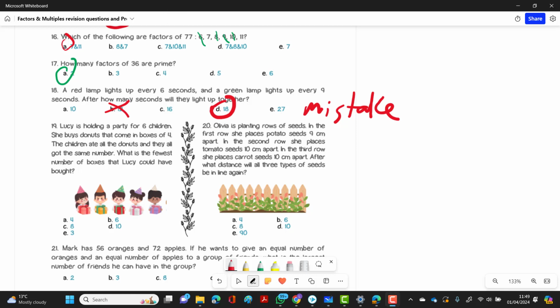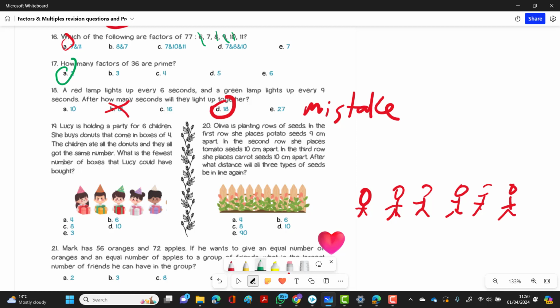Okay, so let's just write. It's good to draw a diagram for these ones. So Lucy is holding a party for 6 children. So let's draw it up. 6 children: 1, 2, 3, 4, 5, 6.